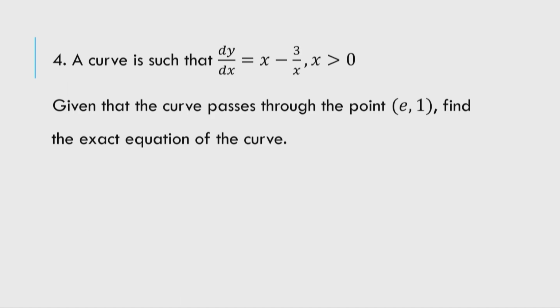Example 4. A curve is such that dy by dx is equal to x minus 3 over x, where x is greater than 0. Given that the curve passes through the point e, 1, find the exact equation of the curve. dy by dx is equal to x minus 3 over x. Integrating both sides with respect to x, we get y is equal to x to the power of 2 over 2 minus 3 ln x plus c.